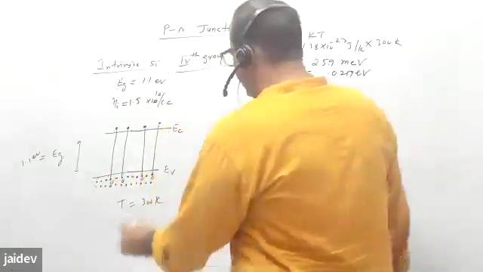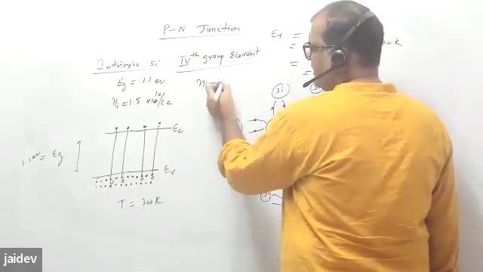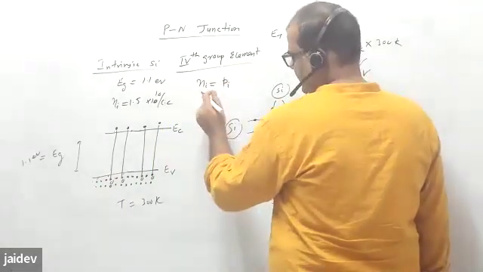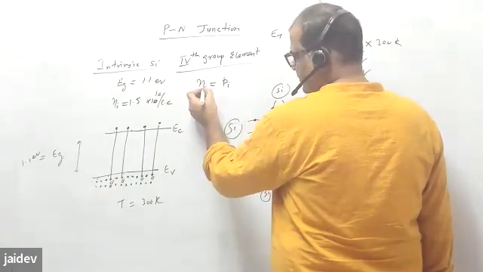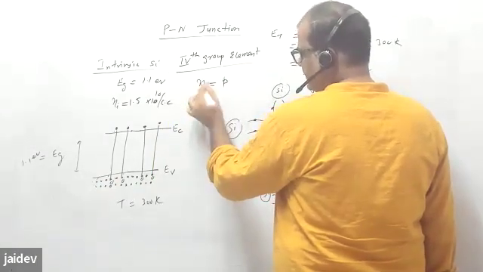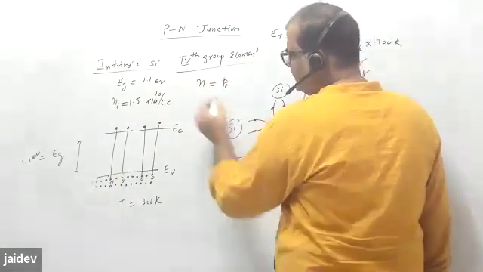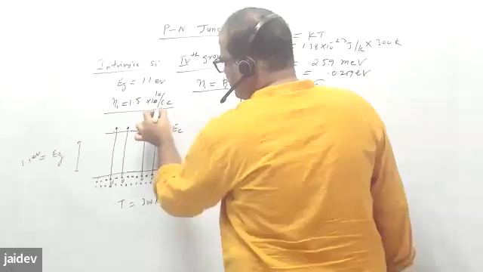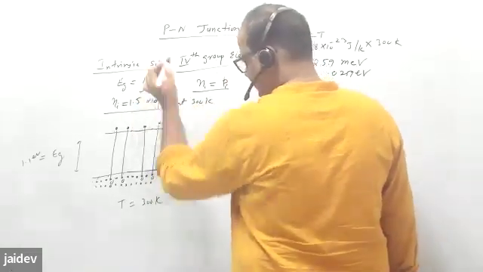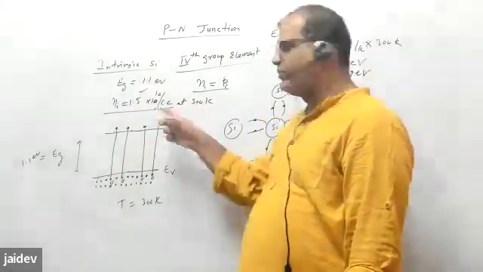And n_i is the number of electrons in the conduction band, and p_i is the number of holes in the valence band. Or you can write n0 and p0 in equilibrium. So n intrinsic and p intrinsic are both the same, and this intrinsic carrier concentration at room temperature, at 300 Kelvin, is given by 1.5 × 10^10 electrons per centimeter cube.